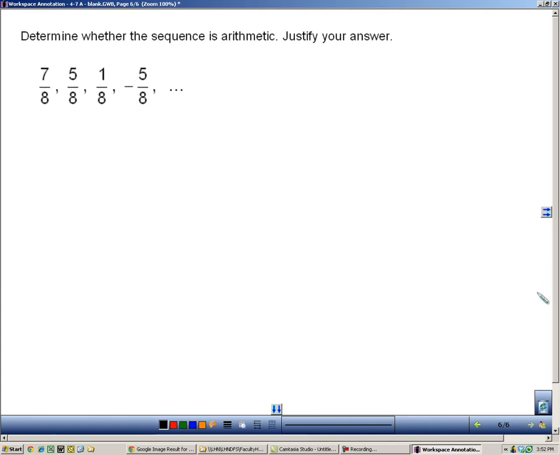Our last example has fractions again. It'll be a little harder. So to get from 7/8 to 5/8, what do we do? Well, we take 5/8 and we subtract 7/8 from that. The nice thing is they have common denominators. So 5 minus 7 is -2/8. That reduces to be -1/4. So the first difference here is -1/4.